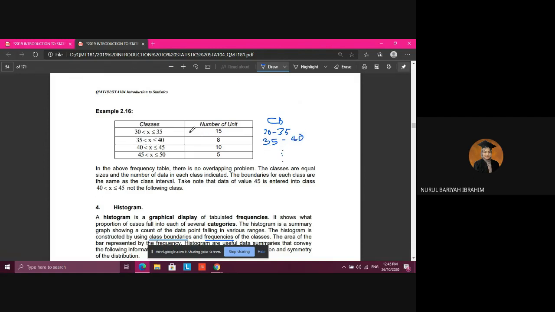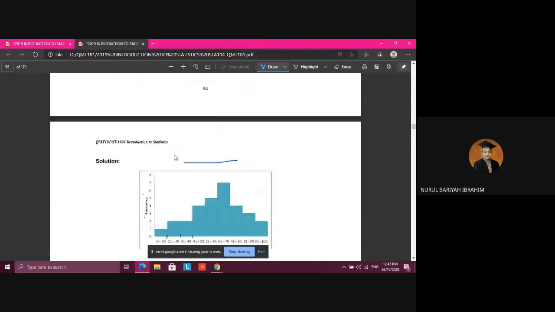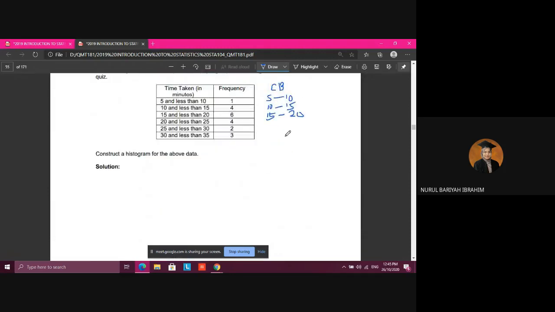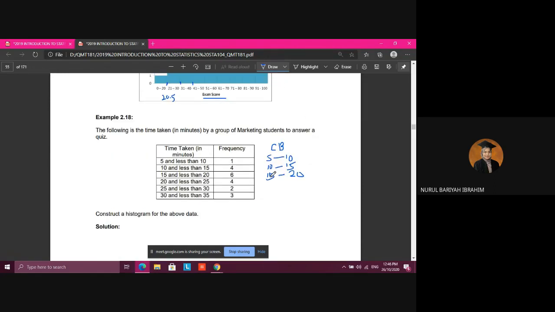Okay, there is the types of the frequency distribution that you should know. Ada beberapa jenis dan how to create the class boundaries. Okay, sama juga dengan yang ni. Okay, so try to draw the histogram of the time taken by a group of marketing students to answer a quiz.